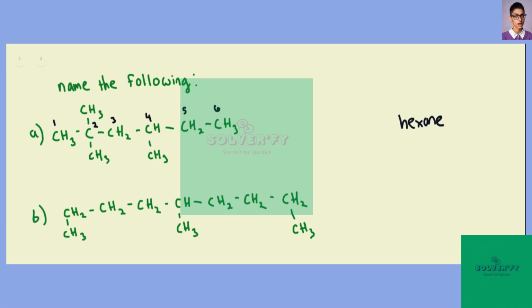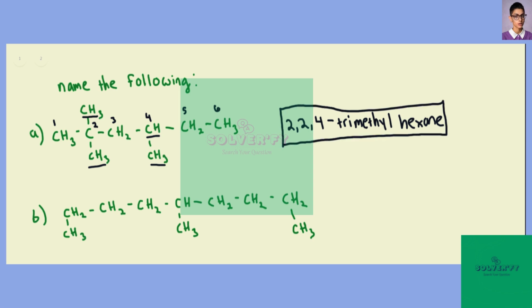So if we look in the second carbon, we have 2 methyl groups off of the second carbon, and we have a third methyl group that is branched off from the fourth carbon. So I'm going to summarize their positions in the name. We have 2 methyls off of the second carbon, 1 off the fourth, and because we have 3 methyl groups, this is going to be a trimethyl hexane. And that is the name of compound A.